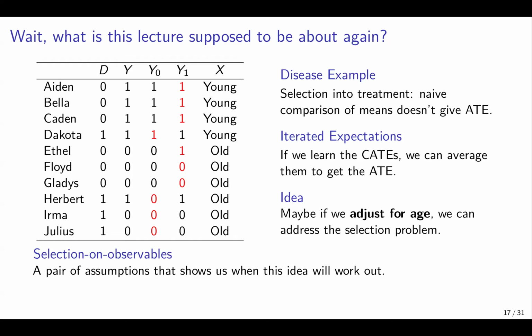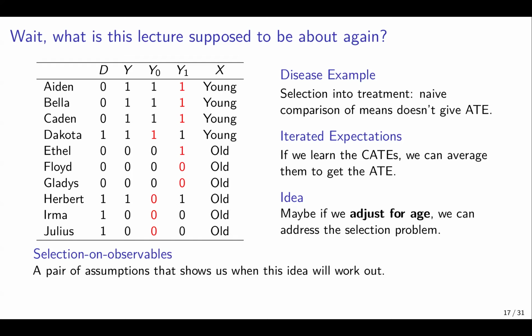So we've seen that the naive comparison of means does not give us the ATE because of this selection into treatment. We've seen that iterated expectations shows us that if we knew the conditional average treatment effects, then we could always average them to get the ATE. So here's the idea: maybe if we adjust for age, maybe if we somehow account for age, then we can address this selection problem. And the title of this lecture is Selection on Observables.